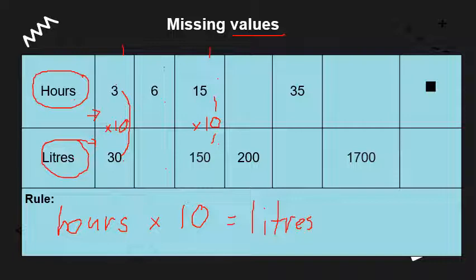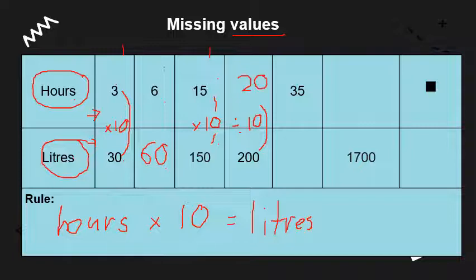Now, what I want to do is figure out what the rest of these values are. So here, 6 times 10 is 60. But I'm here at 200. Now I can't just times 200 by 10. That's not going to give me the hours, because multiplying by 10 is how I get liters. So I want to do the inverse operation, and I'm going to divide by 10, which will give me 20.